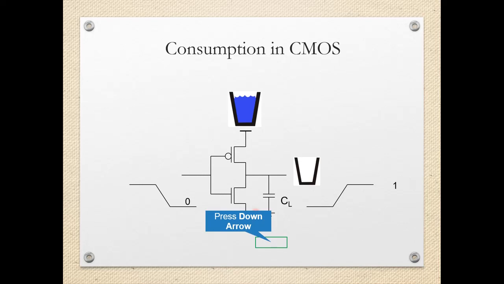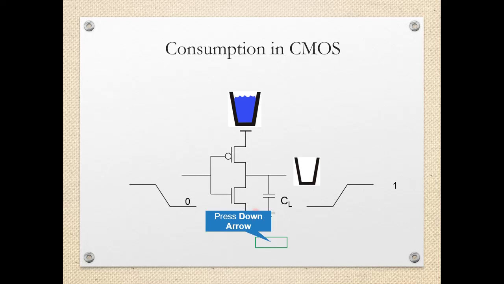Now this is the source terminal of the P MOSFET, which is connected to the drain terminal of the N MOSFET, and the source terminal of this N MOSFET is grounded. The source and drain of these MOSFETs are shorted, and we are taking the output from that terminal. This CL is a load capacitor, which plays an important role in the power consumption. On the input side, the gates of both MOSFETs are shorted and then the input is applied.